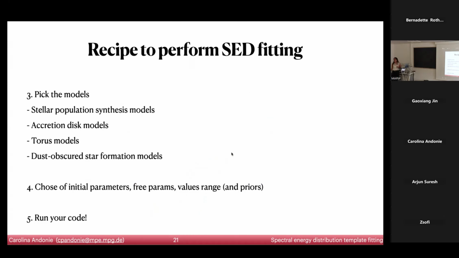How extreme are your sources? Because there are sources that are very extreme that cannot be modeled with a standard torus SED, etc. And also the initial parameters are very important, as I said before. Like if I know that the stellar population cannot be very young, I can place some limits on the age of the stellar population, for example. If I know the X-ray information, I can use the alpha OX parameter to improve the modeling of the accretion disk, etc. So yeah, this is it.